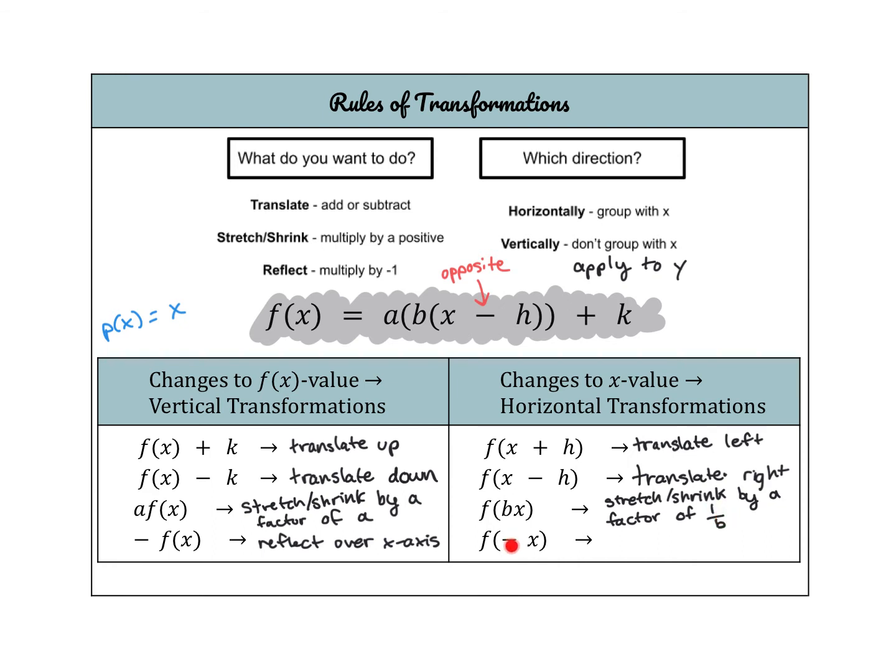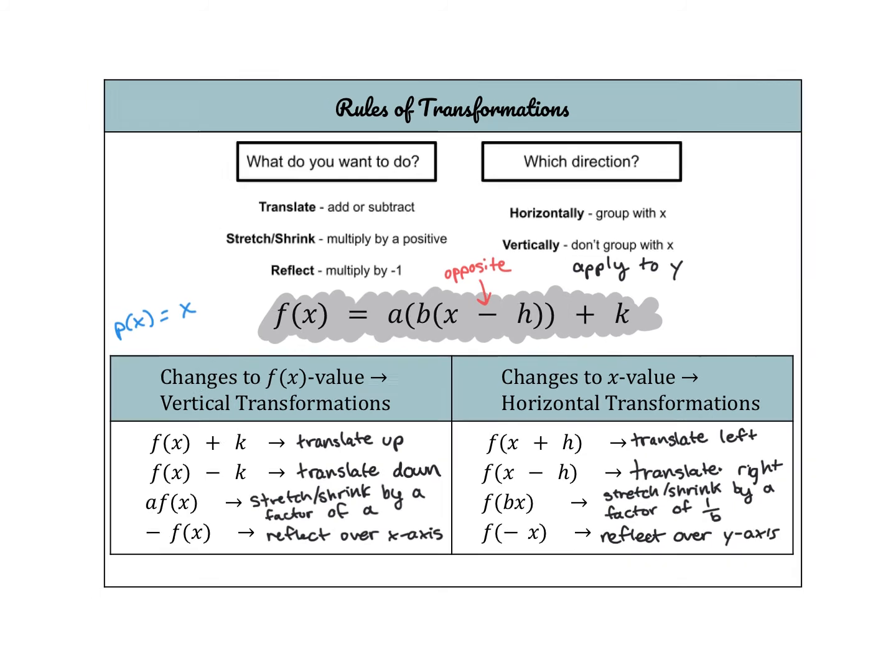And then here you can see that we have a negative multiplied to the x specifically, so you can compare the differences here. If it's multiplied to x, it's that horizontal reflection, so it's going to reflect over the y-axis.